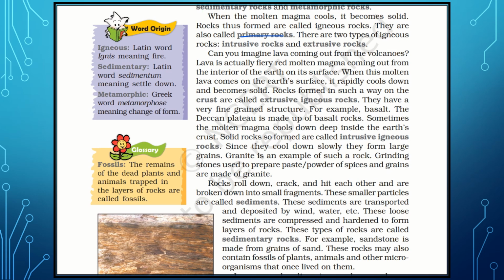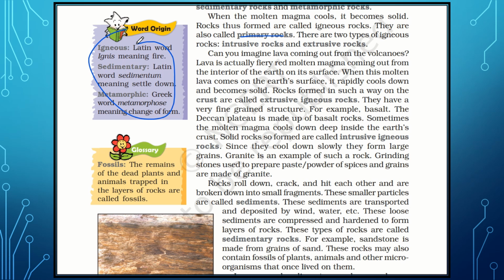Before moving forward, let's understand why these words, igneous, sedimentary and metamorphic, have some meanings. From the word origin, igneous comes from the Latin word ignis, meaning fire. Yes, they come from the volcano. That's why we say igneous rocks, because igneous means fire.